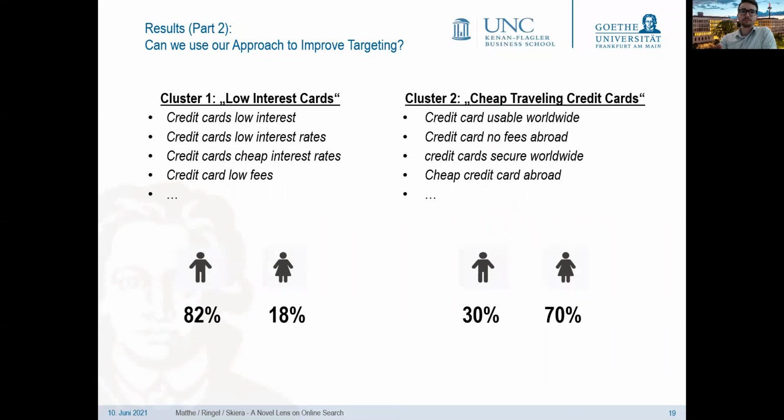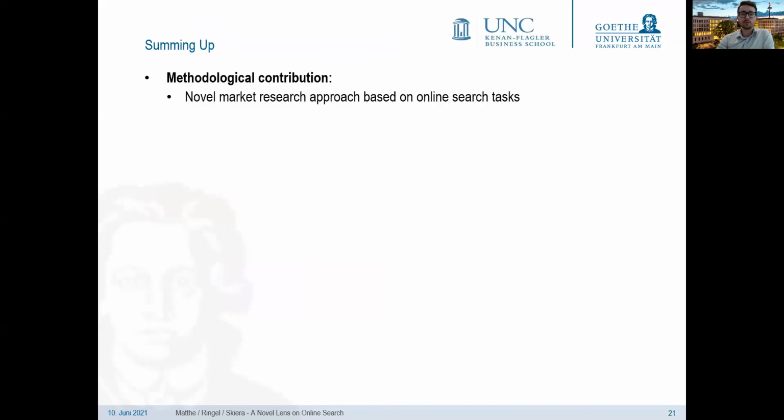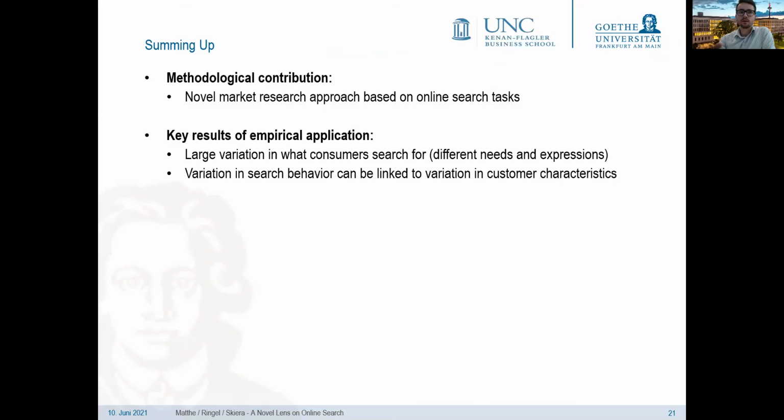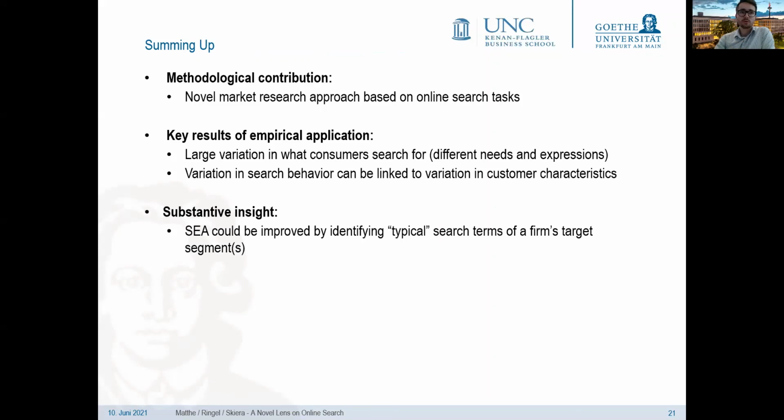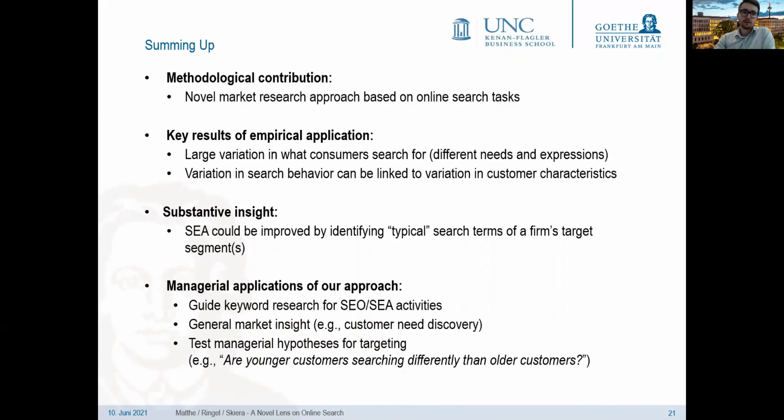So to sum up, what we do in our paper is we provide a new market research approach, which is specifically designed for online search. We apply it and see that there's actually large variation in what consumers search for, and that part of that variation can be linked to variation in customer characteristics. And that also provides a substantive insight in the sense that search engine advertising could actually be improved by identifying typical search terms of your target segment. In our case, for instance, search terms specifically used by female probants, and you can use these search terms then to target them specifically.